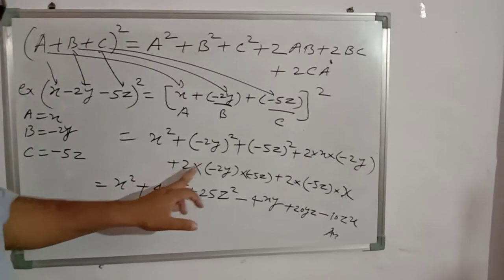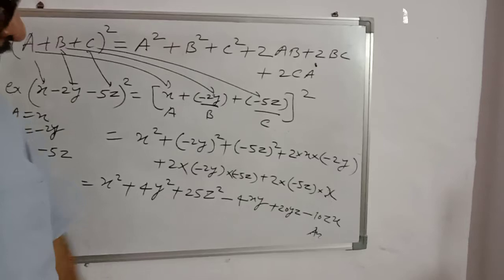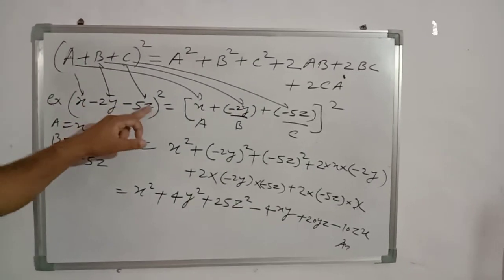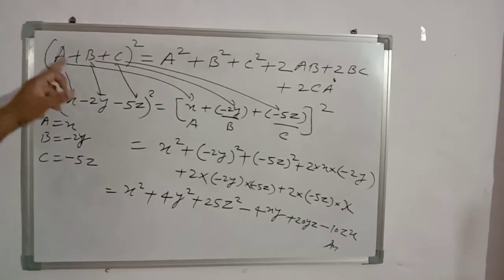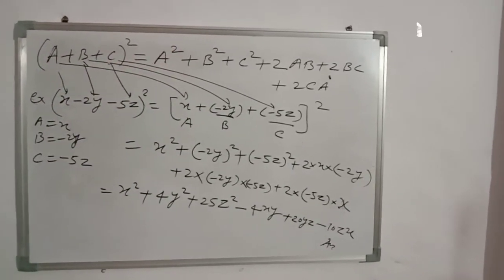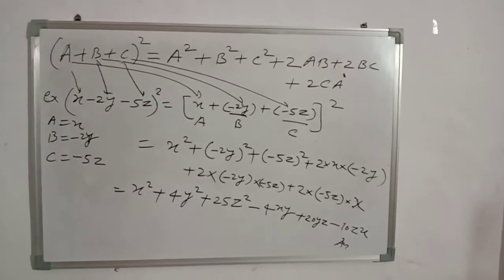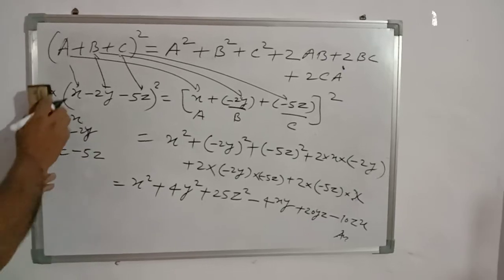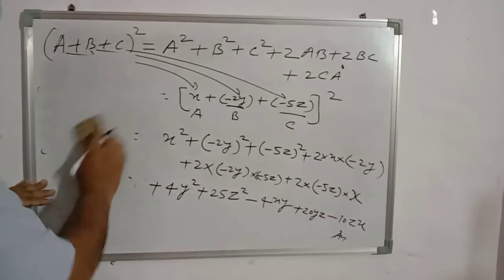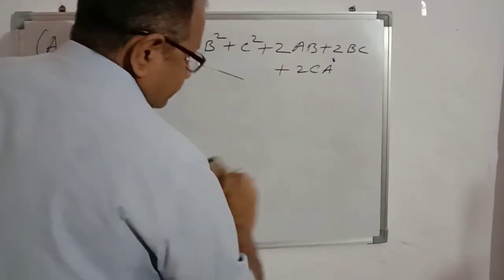Firstly we have to multiply the sign, after that the numerals, then the literals. So this is the expansion of (x - 2y - 5z) whole square using the identity (a + b + c) whole square. I think it is clear to you. Now we will see one more algebraic identity: the cube of a binomial.